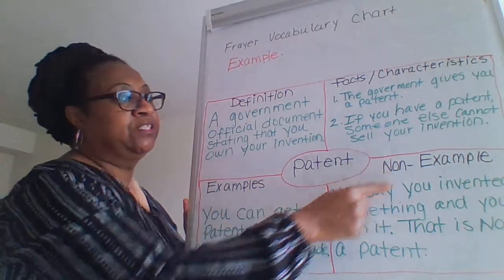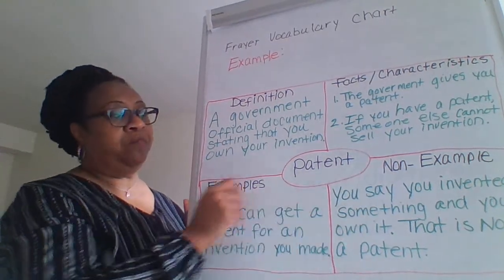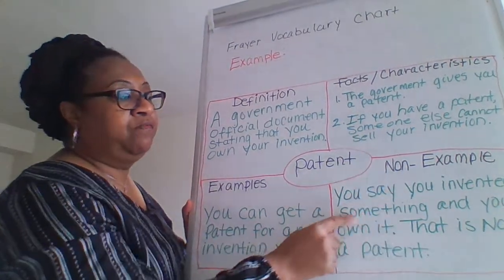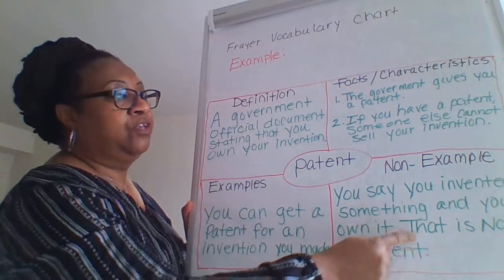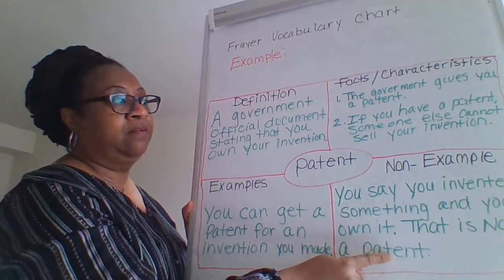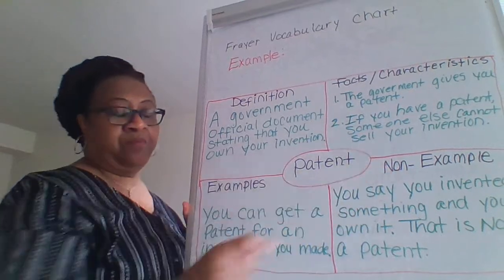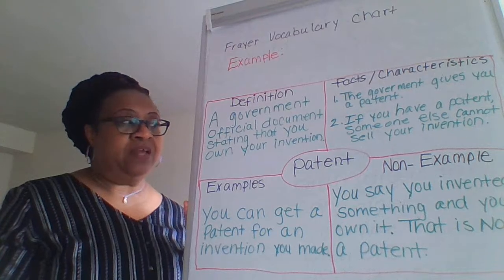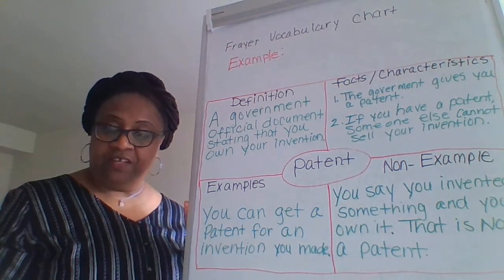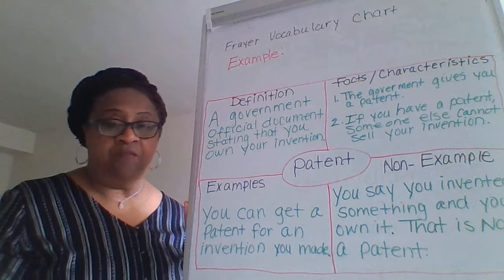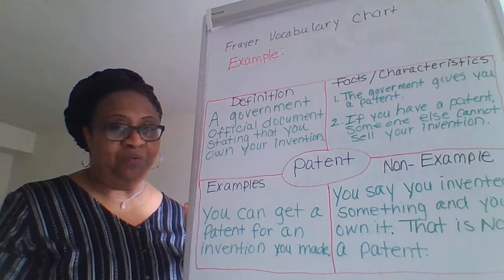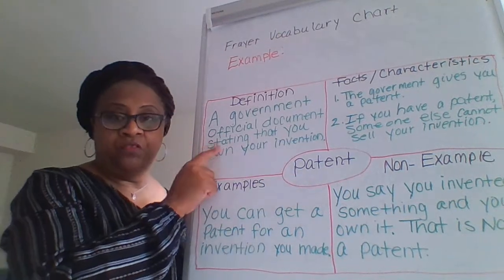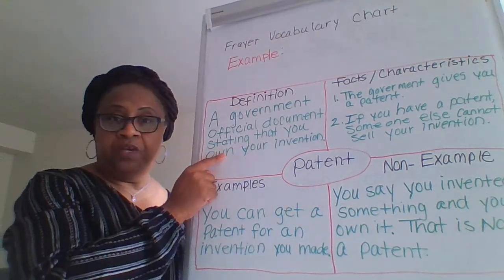So the non-example is just the opposite of what a patent is. And this non-example is correct. It's saying that even if you invent something and you do not get a patent, that is a non-example. That's the opposite of a patent. Okay? You must get a patent for the invention that you have ownership to. All right, so I hope I didn't confuse you on that one. You must get a patent to be the legal owner of an invention.